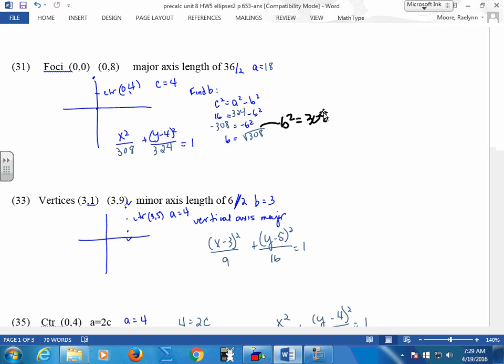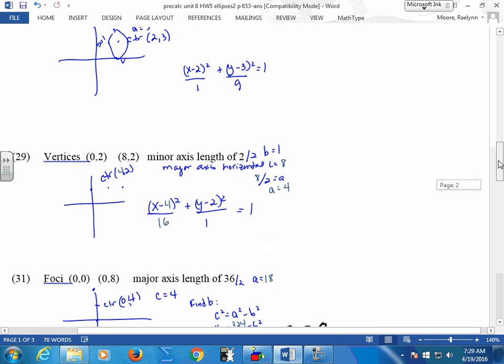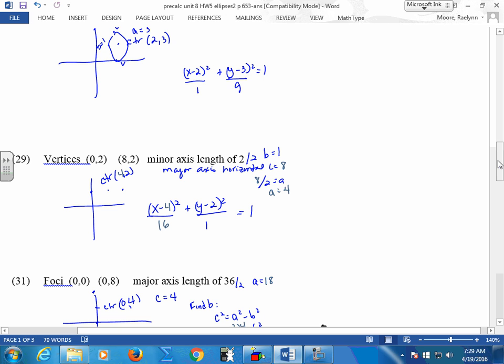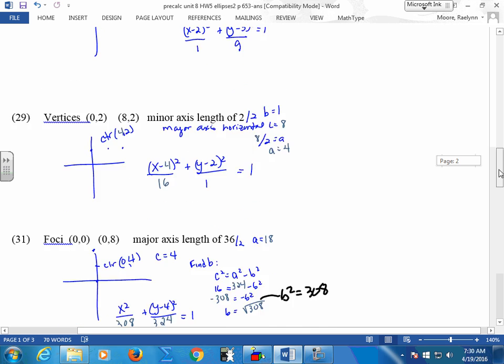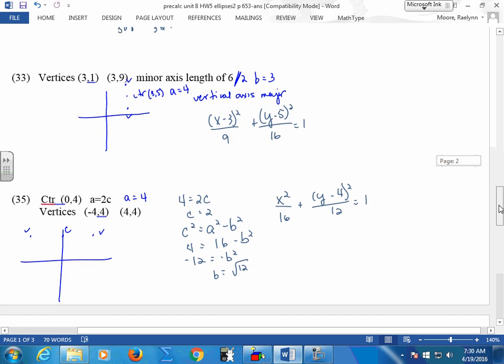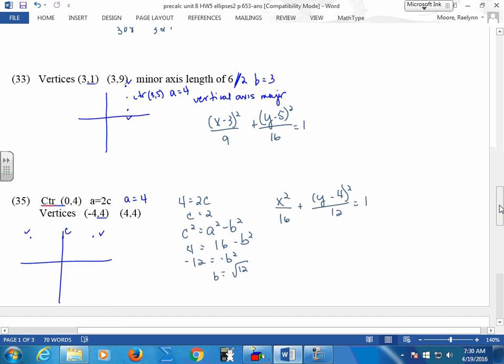Can you scroll back up to 29? Mm-hmm. Get the average of the x's to find the center. The y's going to stay the same. Good? Yeah, I didn't see it before. No problem. Minor axis again is your b.